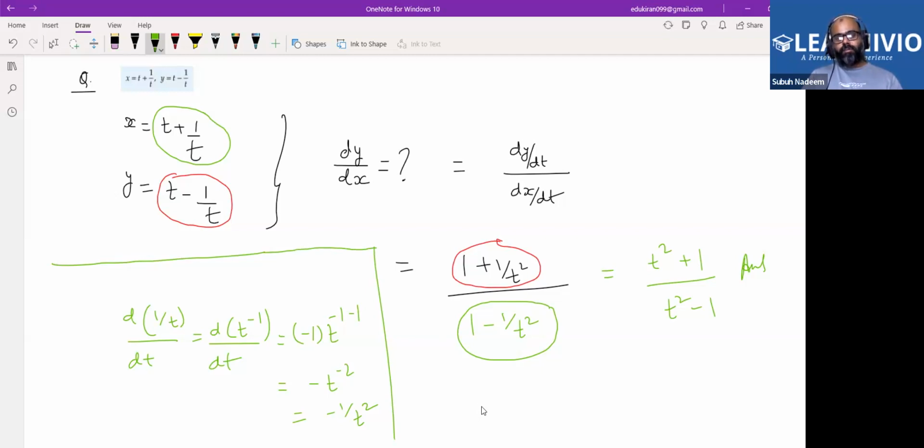So we can also take 1 by t as 1 by x, right? No, 1 by t you can't take as 1 by x, because x is something else. X is t plus 1 by t. So you can't take it as 1 by x. X is something else. So what's the differentiation of 1 by t?